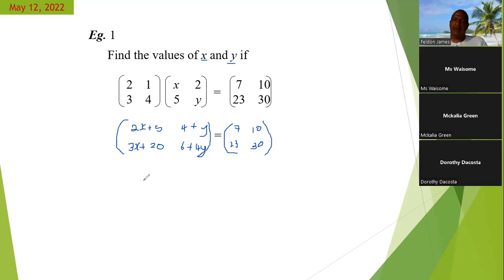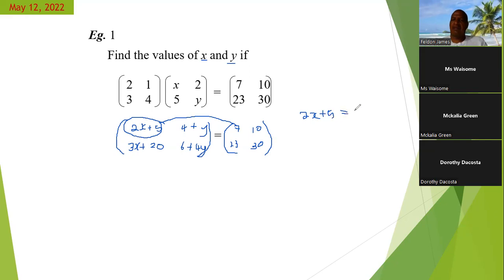Following that, based on what we just said about equality of matrices, the corresponding elements in the left matrix and the right matrix will be the same. So it means that 2x plus 5 would correspond to 7, so these two would be equal. You just form an equation with that: 2x plus 5 equal to 7. And then from that you could just solve that equation for X.